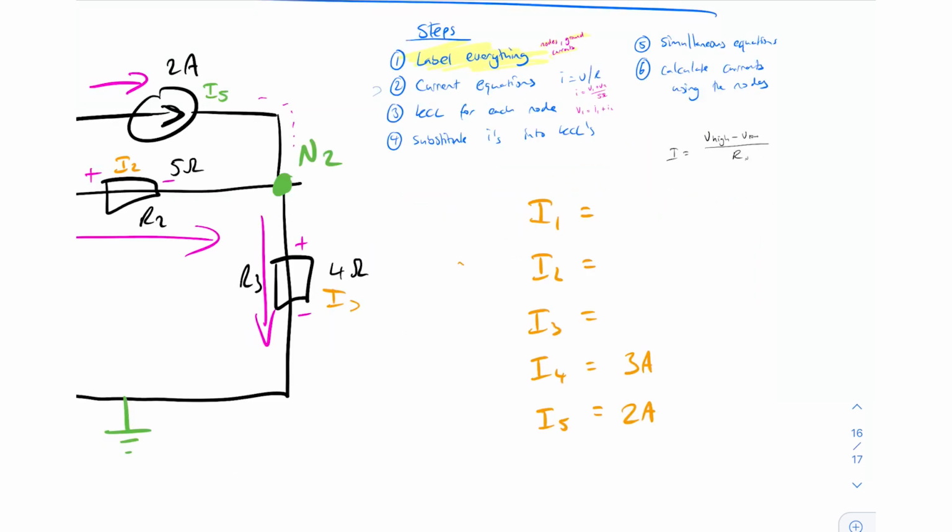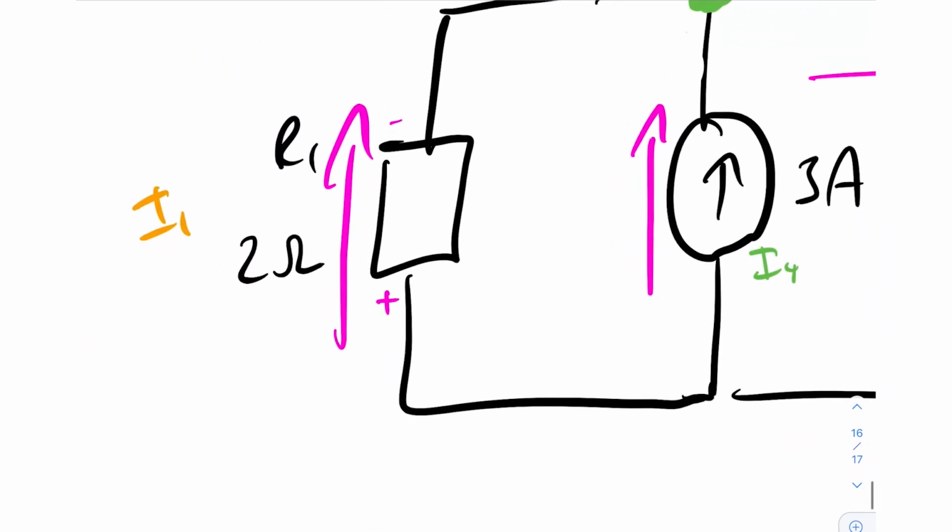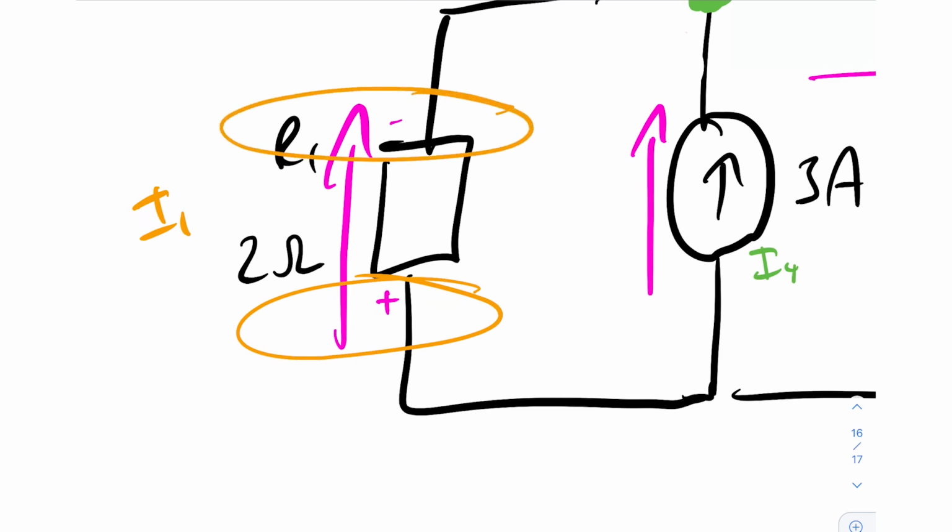Okay, so what we're saying is that the current at any point is equal to the higher voltage minus the lower voltage, divided by the resistor. So let's start with I1. For I1, what we're saying is that the current is equal to the highest voltage, which is here, minus the lower voltage, which is here, because remember current is flowing from the higher voltage to the lower voltage.